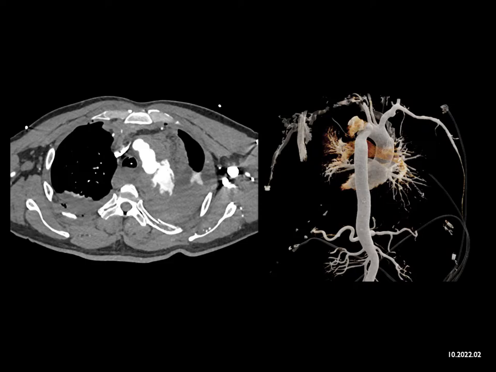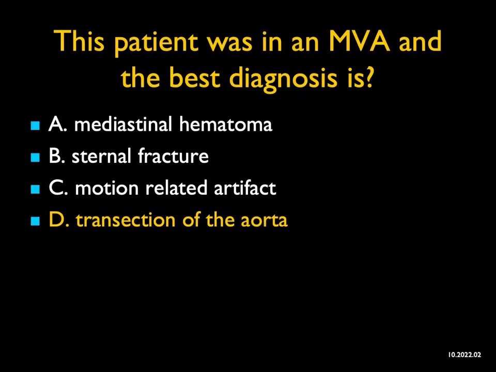When I ask you for the best diagnosis, yes, there is a mediastinal hematoma there. Yes, there probably is a sternal fracture, though I admit I don't see it on this one image. This is no motion-related artifact. This is a transection of the aorta. This patient was very lucky. A stent was placed. The patient did fine. You can imagine most of these patients will die before they ever reach the hospital.